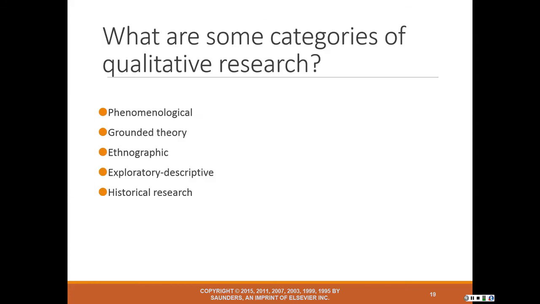What are some of the categories of qualitative research? This will be an entire chapter, chapter 3, so we're just going to briefly talk about these. Phenomenological, grounded theory, ethnographic, exploratory, descriptive, and historical research. These are all considered subcategories of qualitative research.